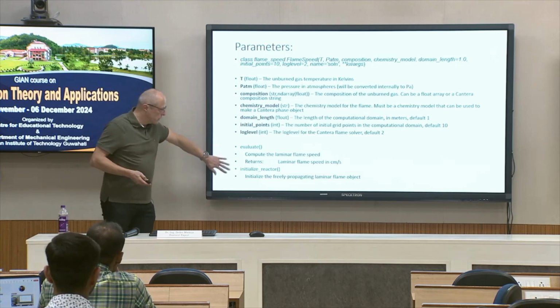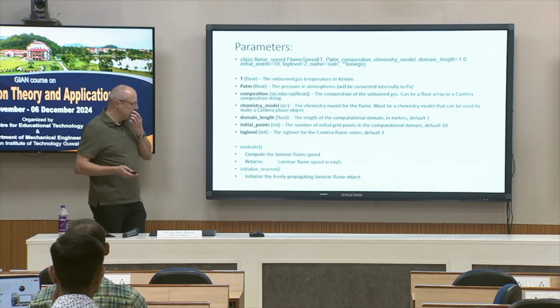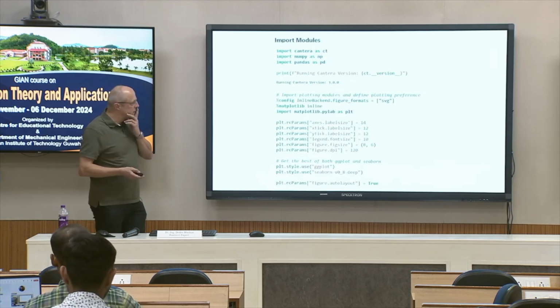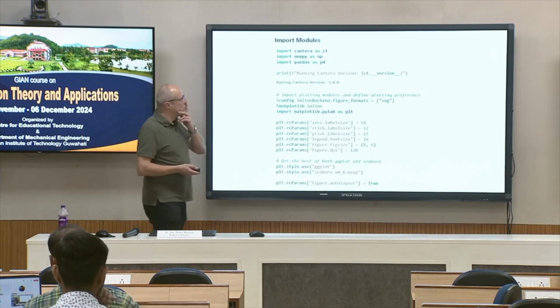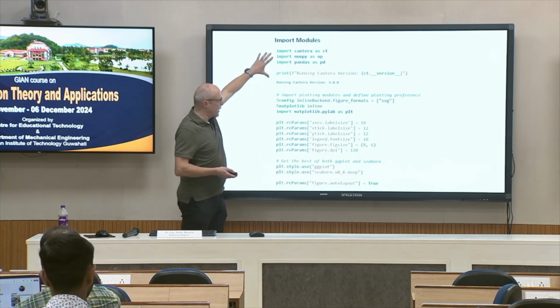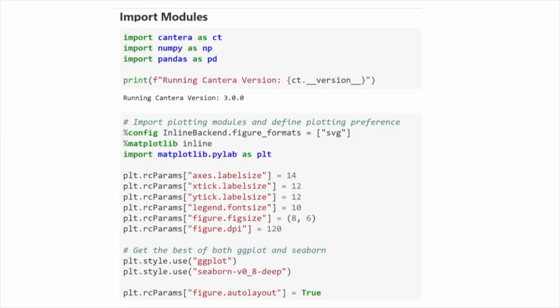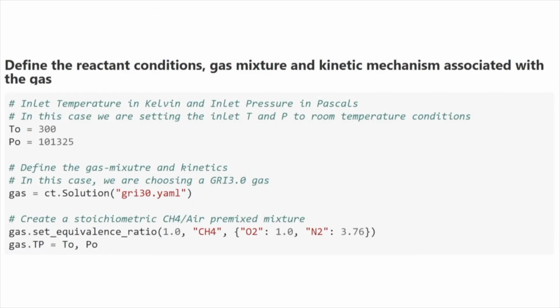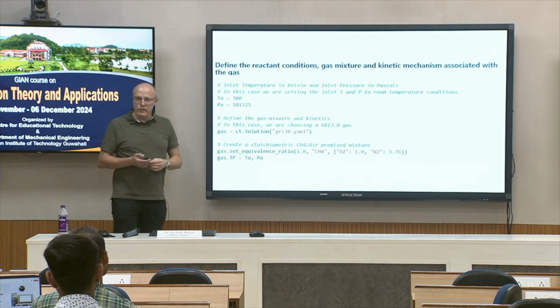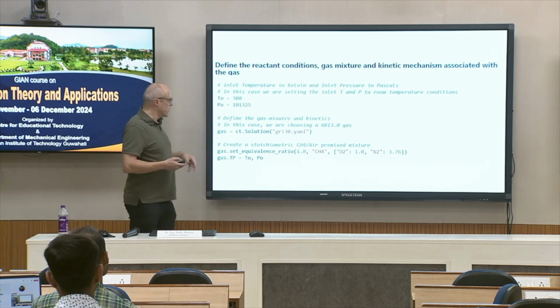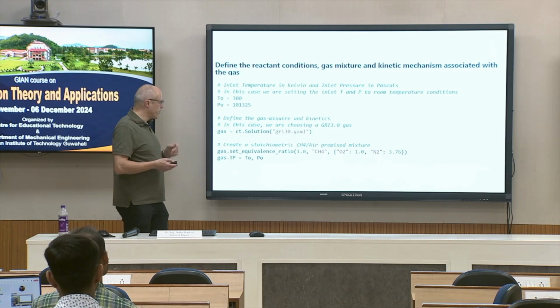So, and then of course we have quite some simple commands to compute the laminar flame speed. So again, we need to load some libraries here. We here have some parameters for our plotting. And then we define inlet temperature and pressure of our system. So nearly ambient condition, 300 Kelvin and 1.013 bar.